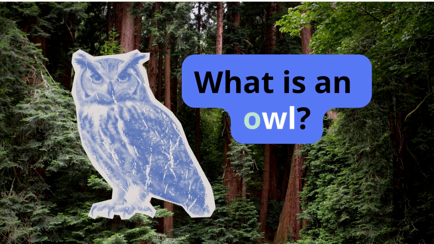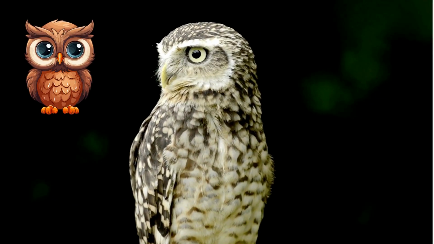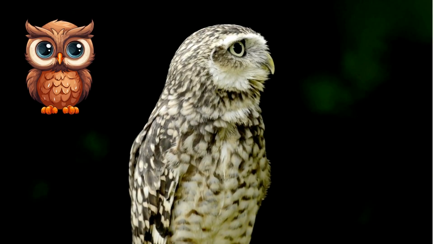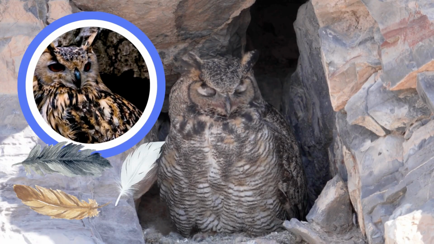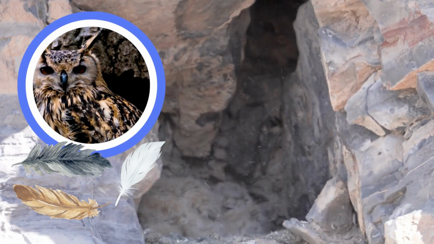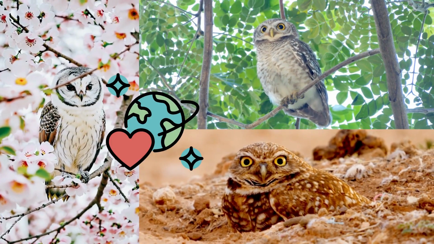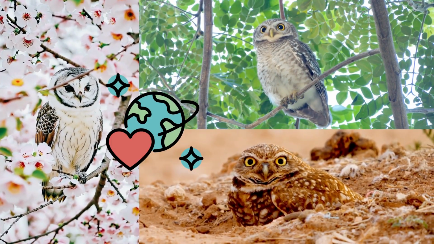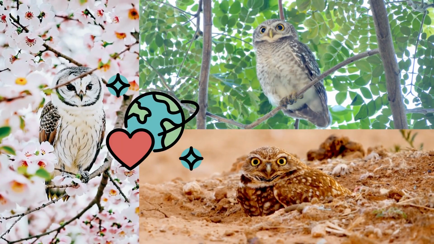What is an owl? Owls are birds known for their large, round heads and big, bright eyes that help them see in the dark. They usually have soft, fluffy feathers that come in many colors like brown, gray, and white, which help them blend into their surroundings. Owls are found in many places around the world, like forests, deserts, grasslands, where they make their homes in trees and cliffs.